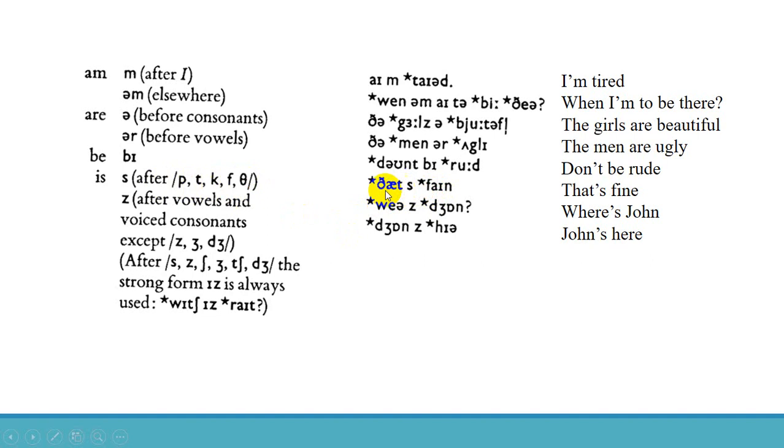تمام. Z after vowels and voiced consonants, except z j j. نلفظها z بعد الvowels, بعد الحروف العلة, وكذلك كل الvoiced consonants ما عدا z j j. Okay, هذين الذائجين فنلفظها كس. For example, John is here. We don't say John's here. Say John's here. Okay. After س ز ش ج ch j, the strong form is always used.